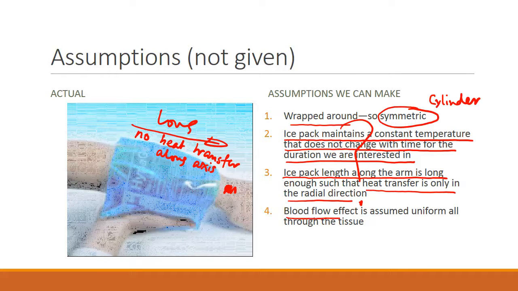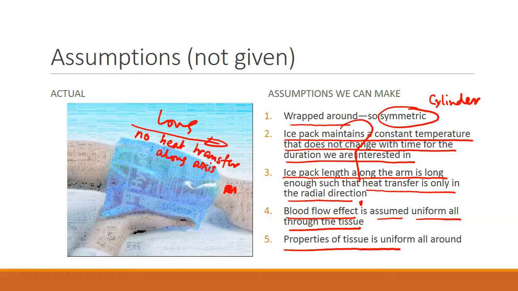So the blood flow effect, as we know, is assumed uniform throughout the tissue. So it's not that we have more blood flow somewhere and less in another place. That will make our life difficult. So the properties of tissue are uniform all around. And so that also makes sense. Otherwise, the K, for example, is going to be different, and so solution is going to be difficult. So we are saying K is constant for this purpose.